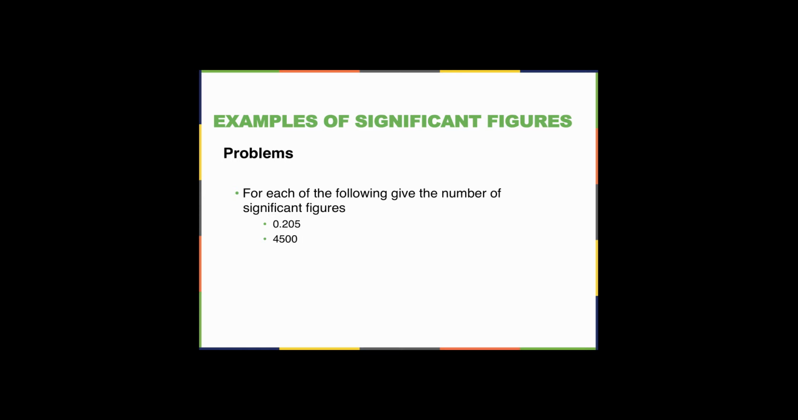This is very similar to what I showed you as an example. These 2 zeros are at the end of a number without a decimal, so they're not significant. These 2 zeros are placeholders, so they're not significant. So there's 2 significant figures in this number.